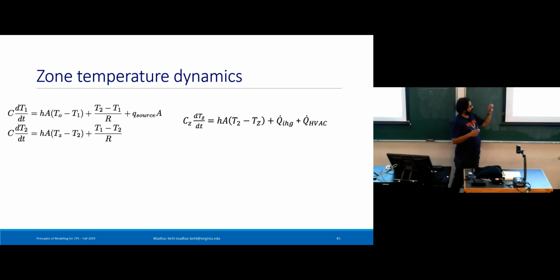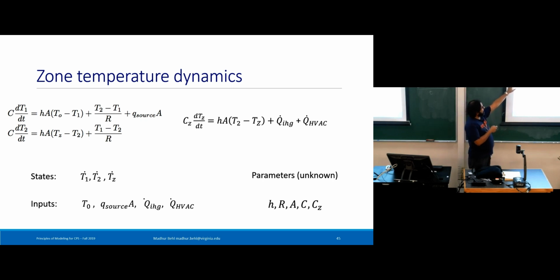Just so that it's explicitly clear which term is what, the states of this model or this set of ODEs are these three terms, T1, T2, and TZ, because they change with time and they are being described by these ODEs. That's what the state of a dynamical system was, if you recall.